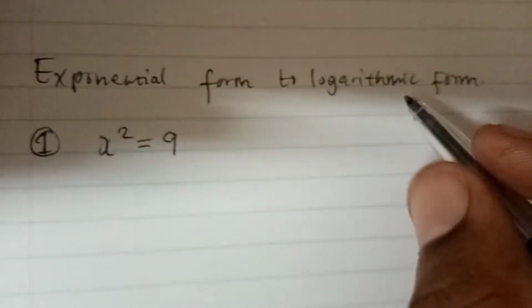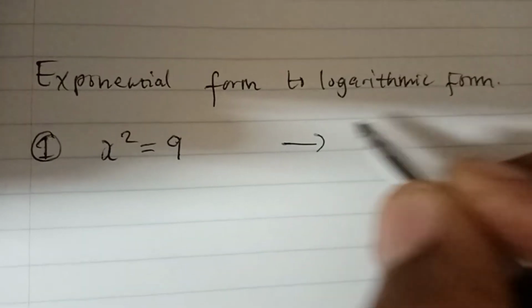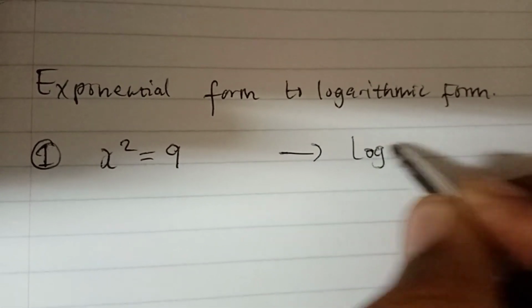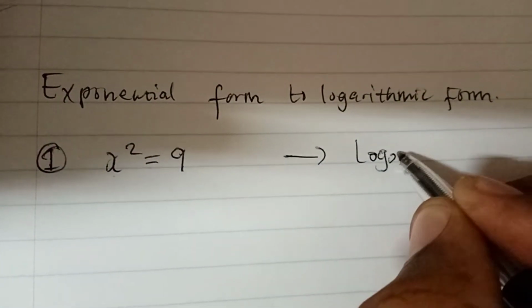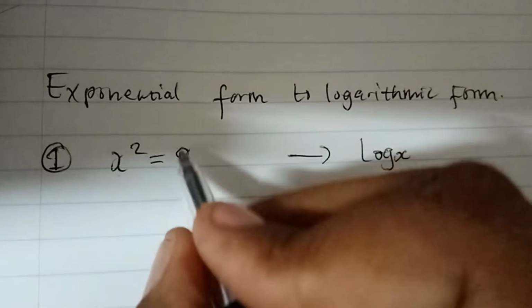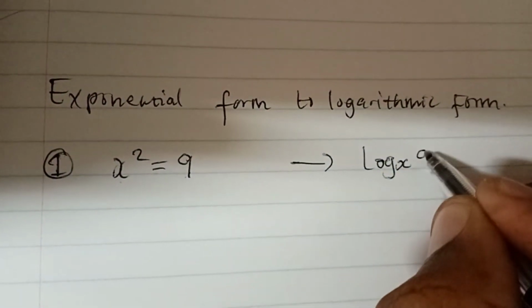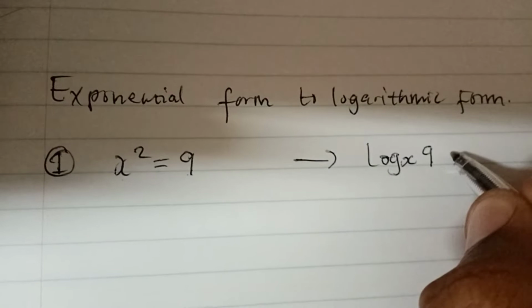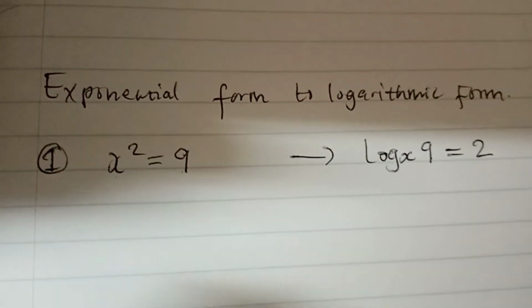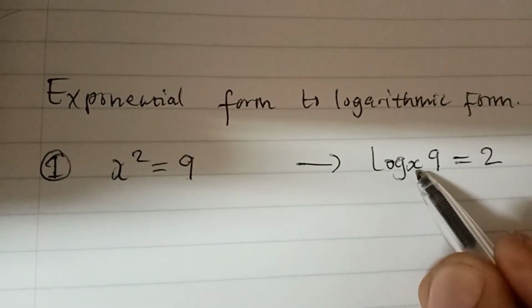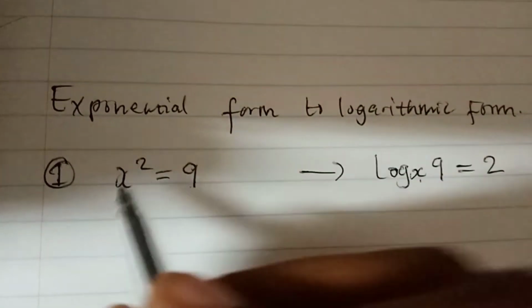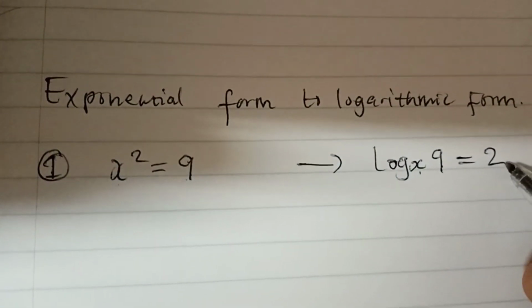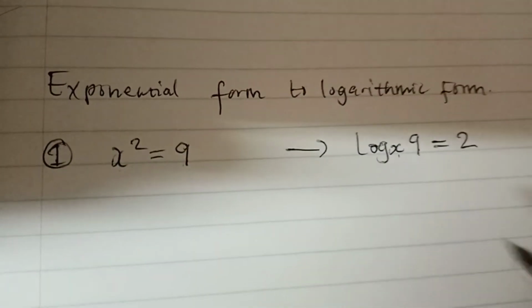So if x squared is equal to 9. Now in logarithmic form we're going to have the log, the base, it's going to be here, and then our number, it's going to be right here, and then we equate it to our exponent. So as you can see, the base, the number or the constant, the exponent, and then we equate it to the exponent.